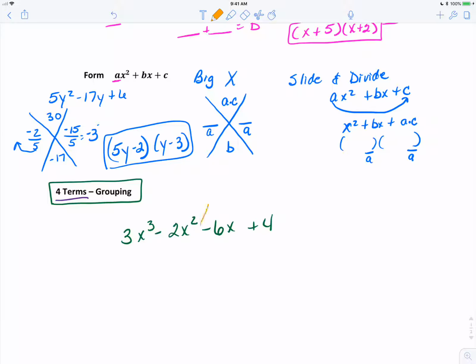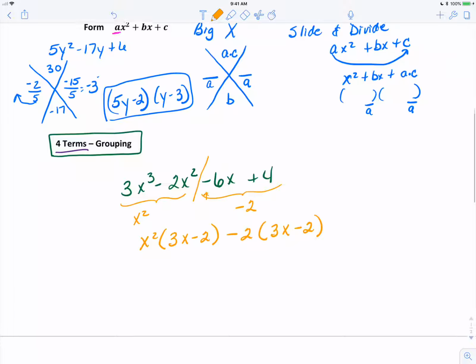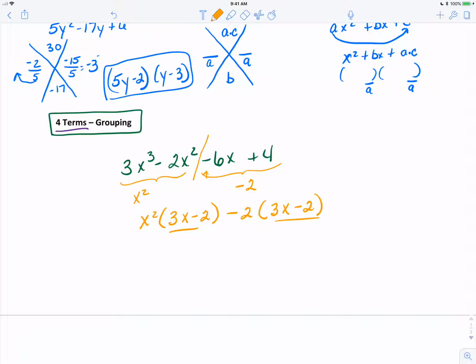Remember, we split this in 2, and we said, what's the GCF of these two? Which would be an x squared. What's the GCF of these two? The leading coefficient is negative, so we're going to take out a negative 2. We take the x squared out of the first 2 terms, leaving us with 3x minus 2. And then we take the negative 2 out of those last 2 terms, which leaves us with 3x minus 2. Then we take out that common binomial: 3x minus 2 times x squared minus 2.